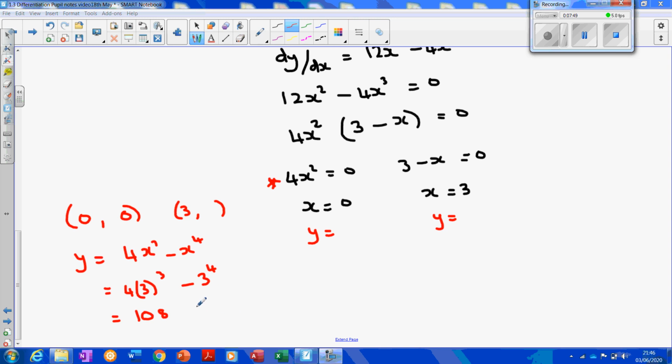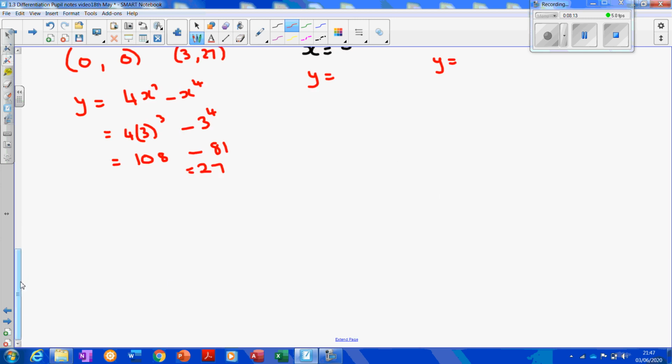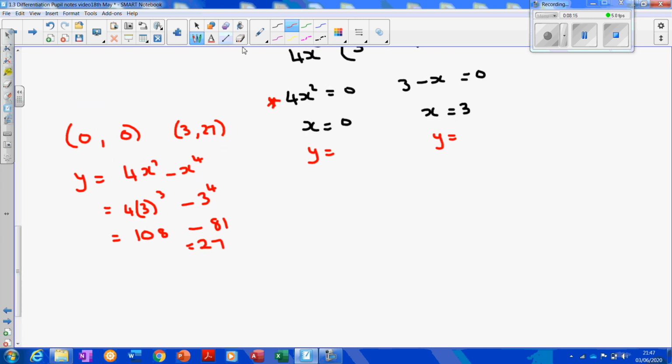Okay, and 3 to the power of 4, 3 3s are 9, 3 9s are 27, 3 27s are 81. So when I take those two values away, I get 108 take away 81, which is going to leave me with 27. It's quite a big number there, but that's okay. So I've got the coordinates of my two stationary points. Now I want to get the nature. So draw your nature table.